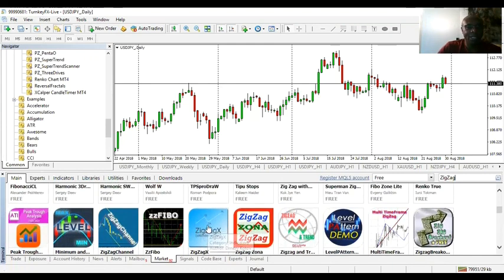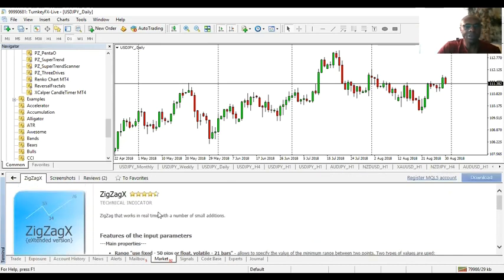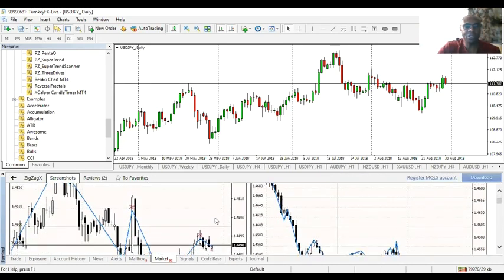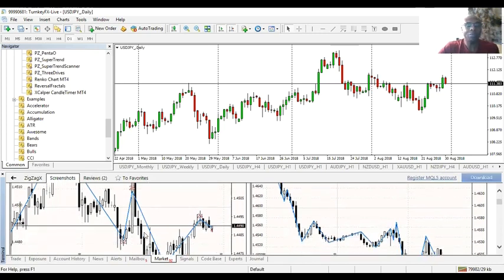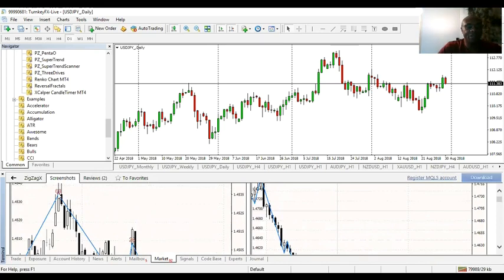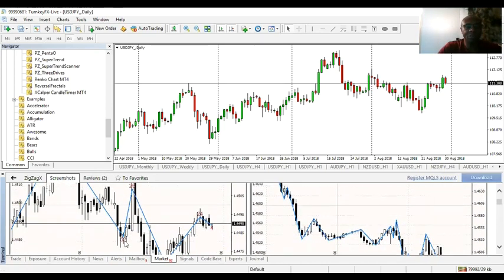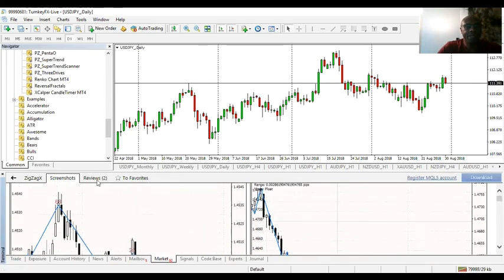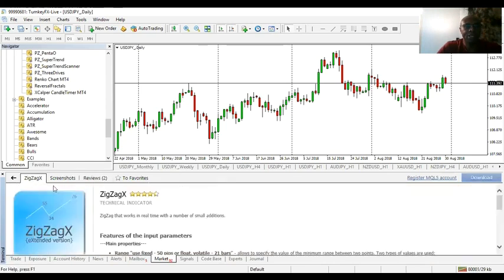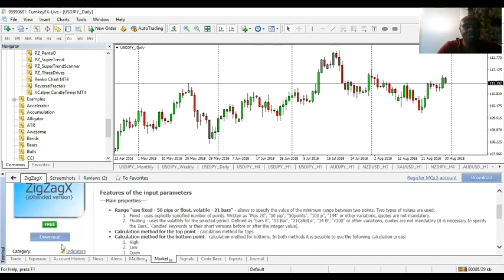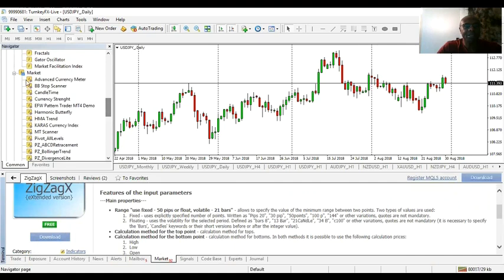All right, so you can add it if you don't have it, and when you click on it, you can read about it. You can look at the screenshots, what it's going to do. This one will actually tell you how many pips the zigzag moved up or down, right? From the start position to the end position. It'll give you the amount of pips. And you can look at the reviews. And to install it, you just click on download. And when you click on download, it will actually add it to the market tab inside the navigator.